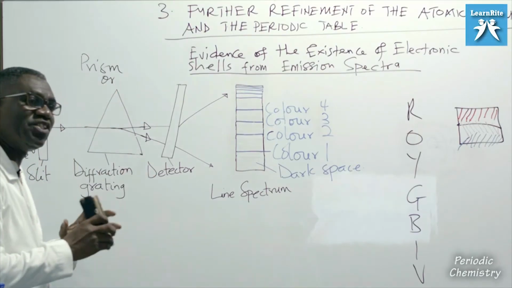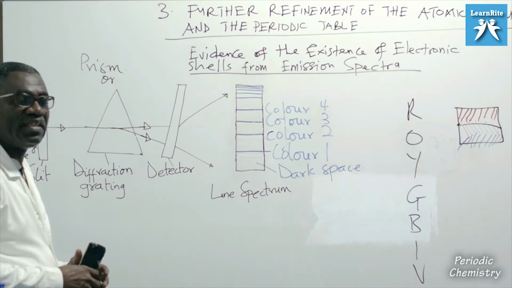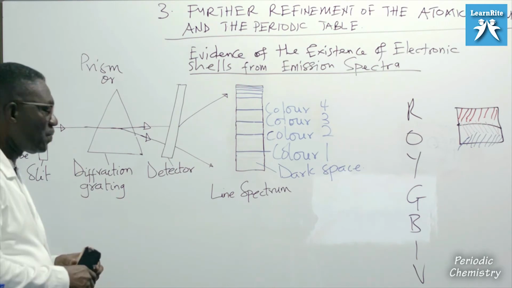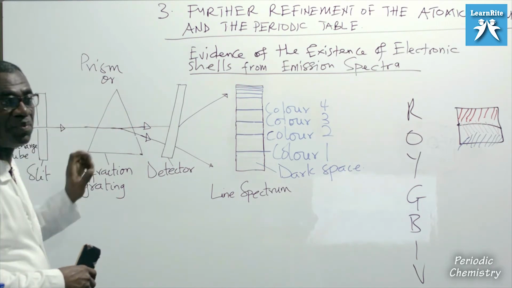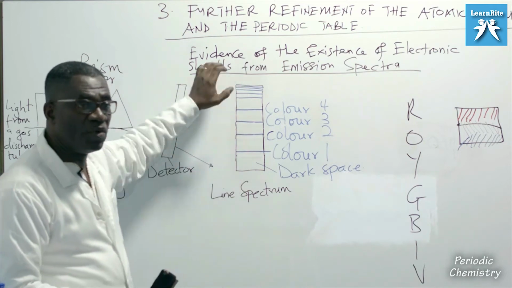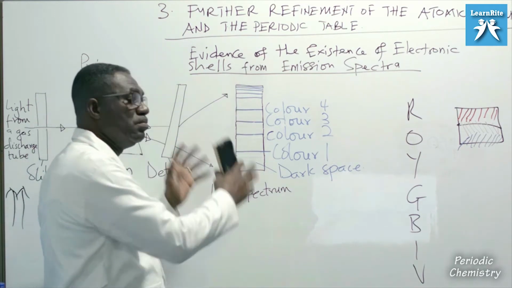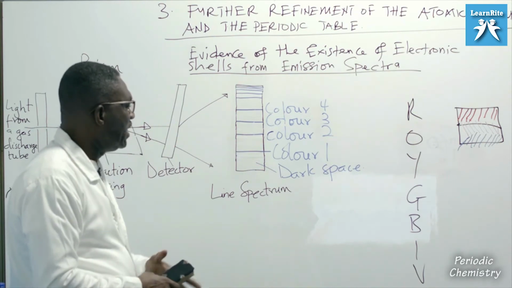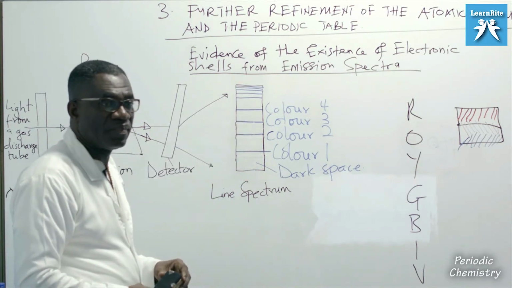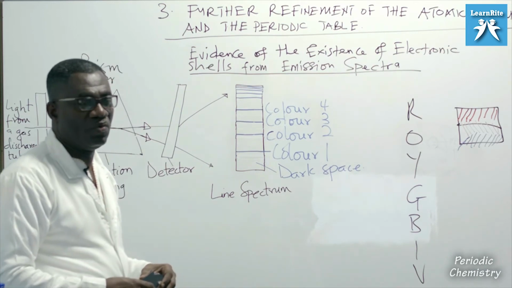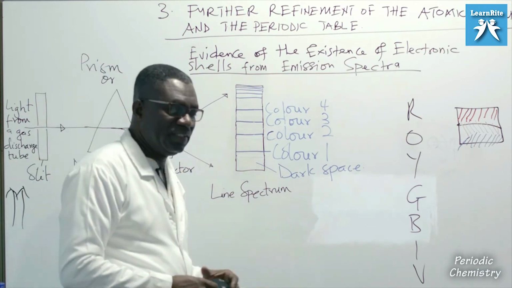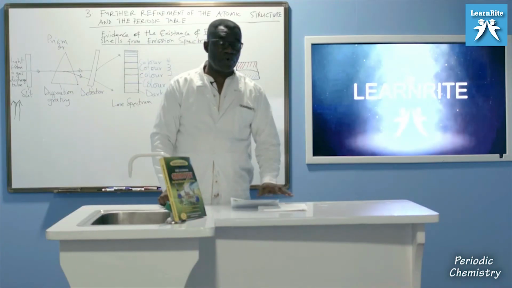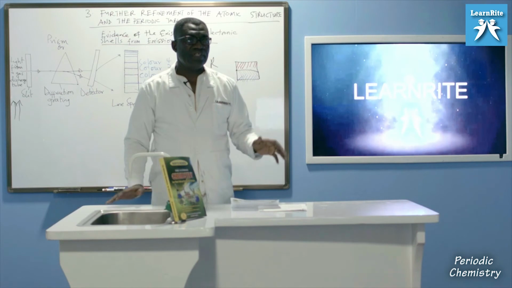So for any gaseous substance, any substance that contains a gas, which means that it contains an atom, when it is subjected to this experiment, you get a phenomenon like this: a spectrum, a range of colors with different radiations, different frequencies, and the colors are different. Why is it so? Why are the light colors coming from a gaseous atom showing this phenomenon?